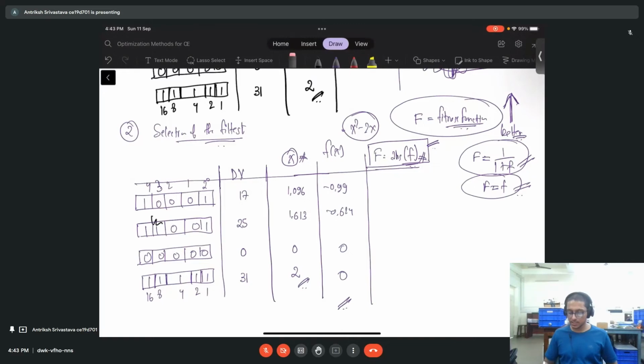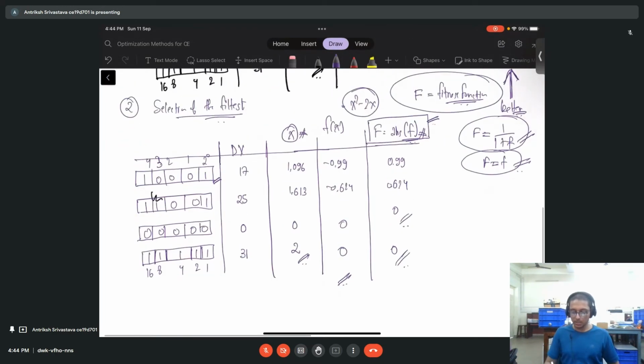So let's say that I've used this particular function as my fitness function. Then my fitness score for this particular solution will be 0.99, this will be 0.624, and this will be 0 and 0. So these two are something that I don't actually want. Let's see how we remove them based on our fitness function.